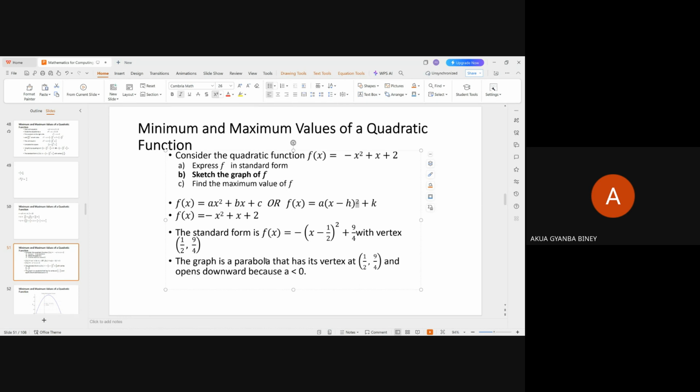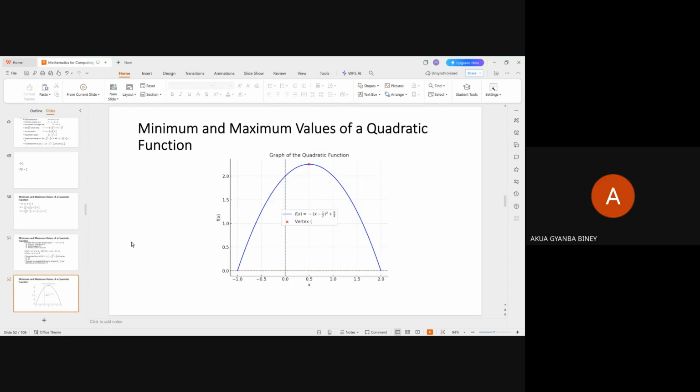So the graph is a parabola that has this vertex and it opens downwards because a is less than 0. So this is it. Not like I drew it. I just copied the question and I gave it to AI. AI designed the graph for me. So if AI knows how to sketch the graph, please, human beings should do better. Just by giving the equation to AI, it has drawn the graph, and it is true. Because a is less than 0, you see, it is facing downwards.